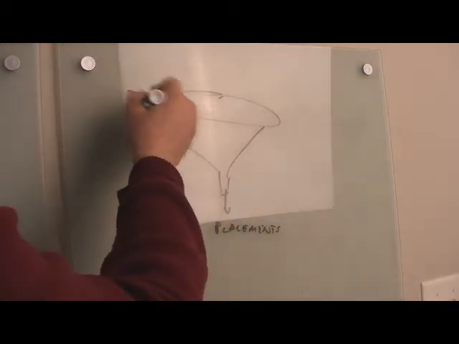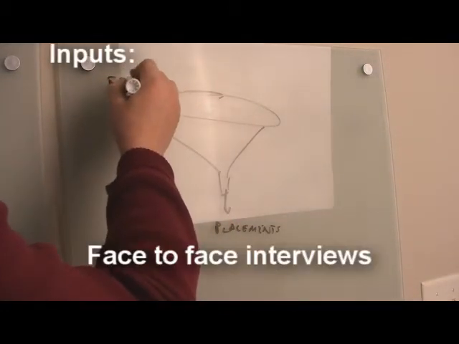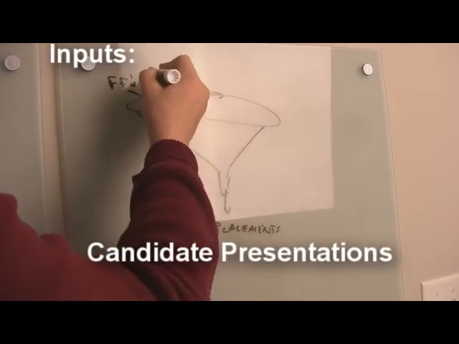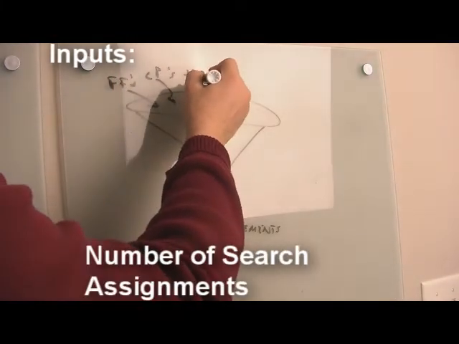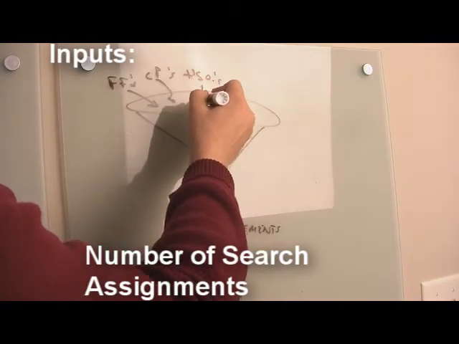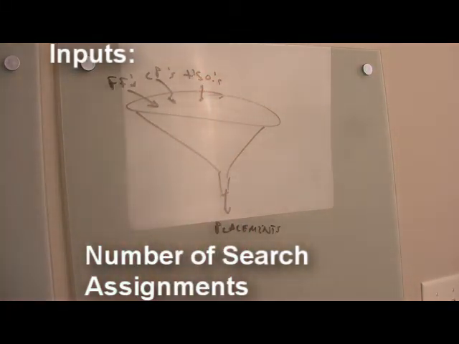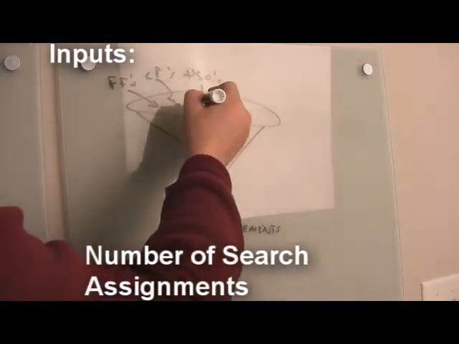In terms of the activities that you have control over that go on the input side of the funnel, what are those? Well, they're face-to-face interviews, candidate presentations, number of search assignments that you have. And don't call them job orders, call them search assignments. Job order, it doesn't sound as fancy as search assignment. Your clients create an image in their mind about you based on the language that you use. It's just a thought for you.